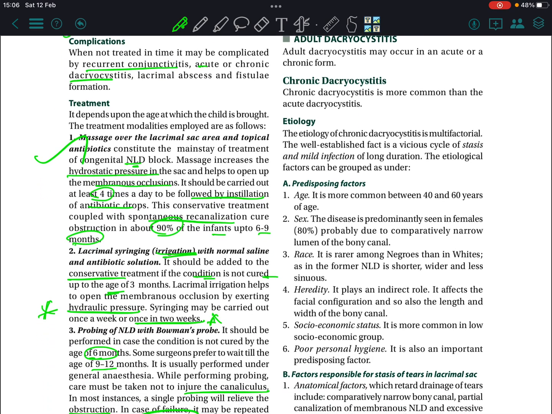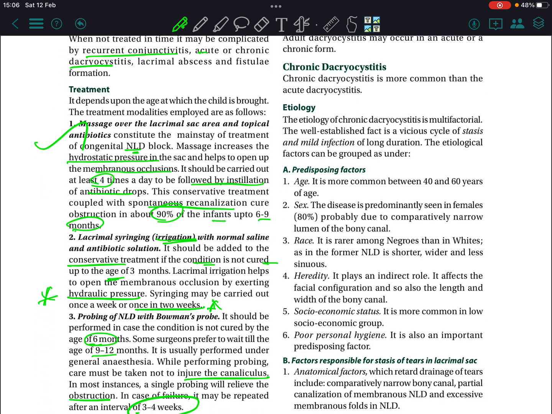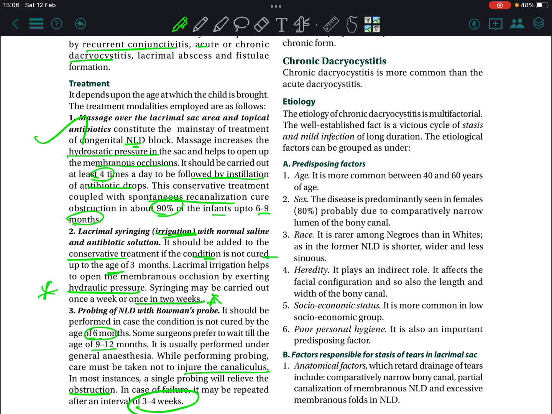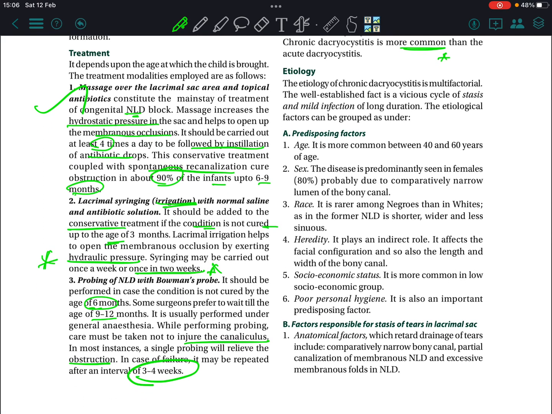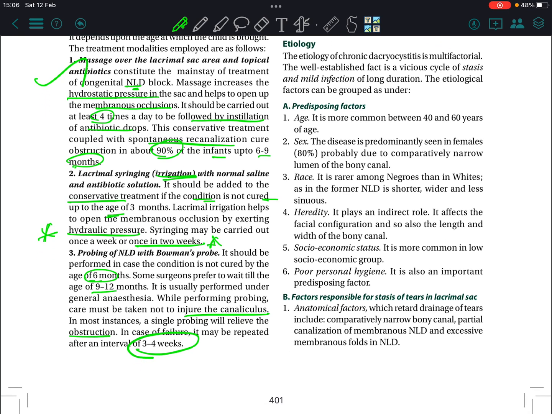Adult dacryocystitis: it is acute or chronic. Chronic is more common than acute. The etiology of chronic dacryocystitis is multifactorial. A well established fact is a vicious cycle of stasis and mild infection of long duration.